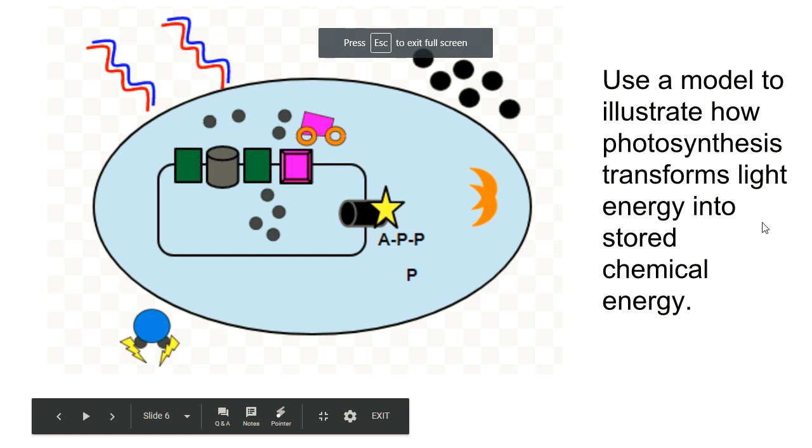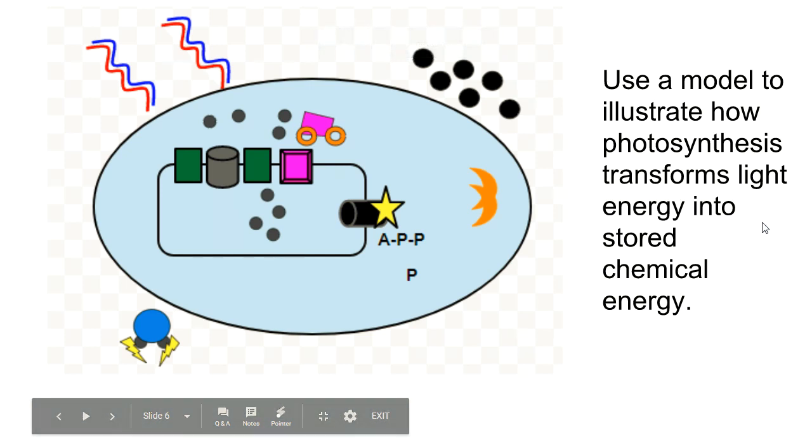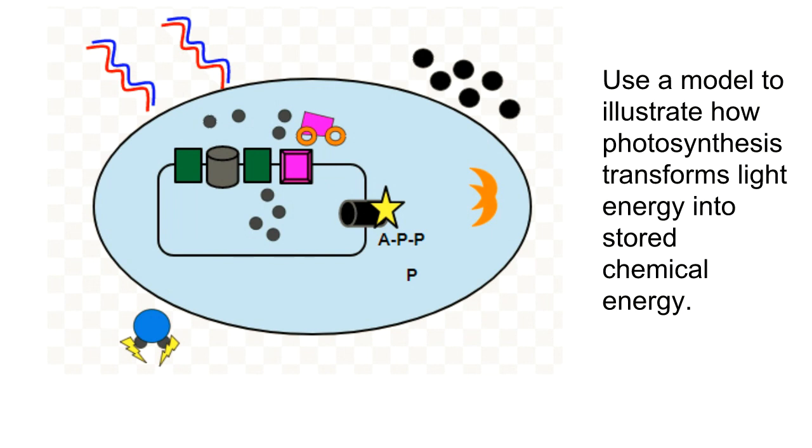Okay, so what we're going to do is review this standard, which is using a model. You're supposed to use a model to show how photosynthesis transforms light energy into stored chemical energy. We've been using clay models to help act this out, but there are so many different models out there, like two-dimensional paper graphic models as well. And it's important that we can use models.